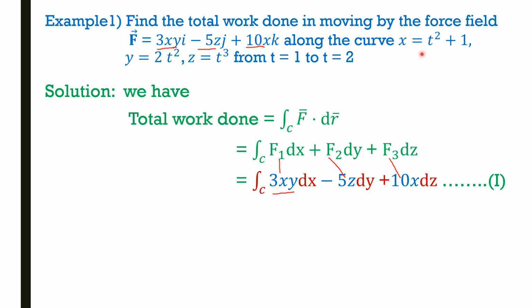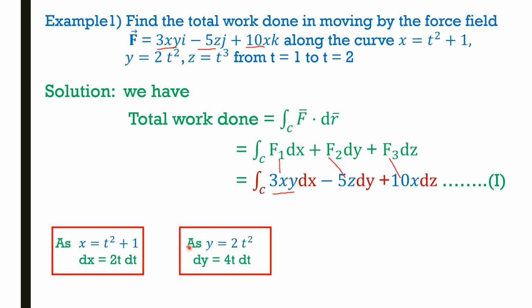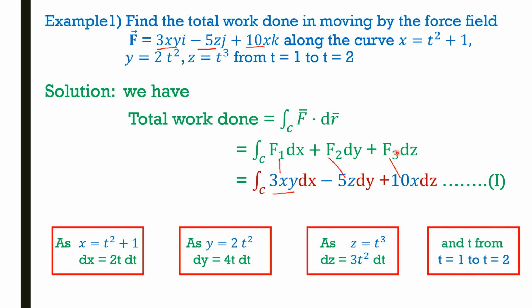Okay, so because we have the values of x, y, z, the only problem is what is dx, what is dy, and what is dz, because the limits of t are also given. So t from 1 to 2. So we only find the values of dx, dy, and dz, and it is very easy from this. So x is equal to t square plus 1 here, therefore dx is equal to 2t dt. Am I right? So what is dy? y is 2t square, and therefore dy is nothing but 4t dt, and z is t cube, therefore dz is nothing but 3t square dt. And t runs from 1 to 2. Getting this? Okay, so we use all these values in equation number 1.